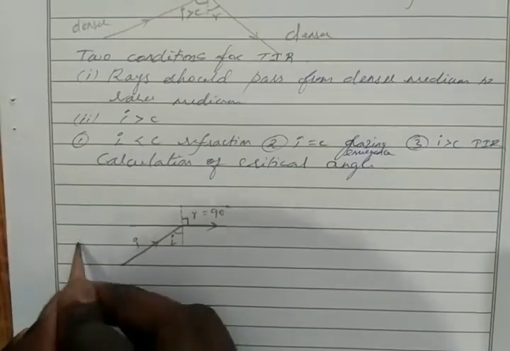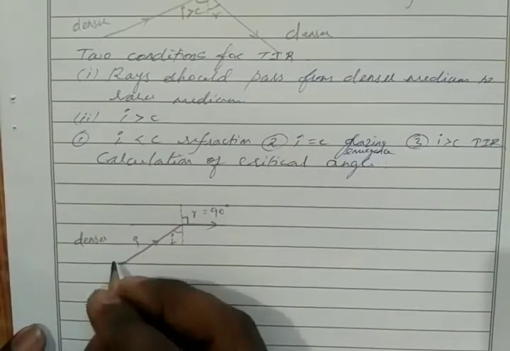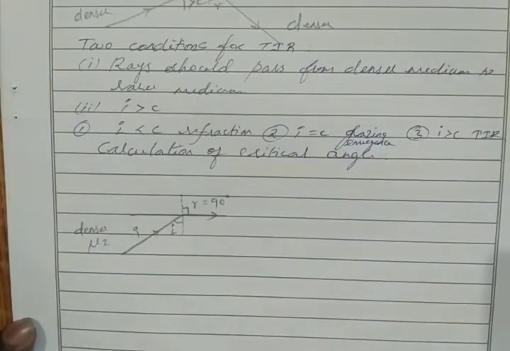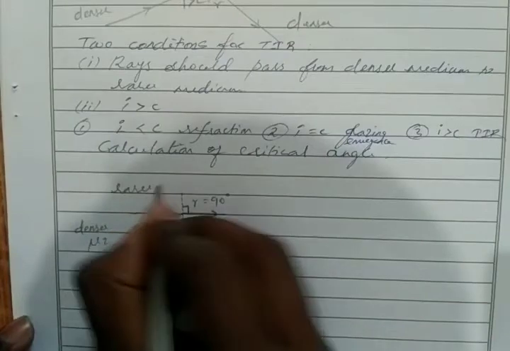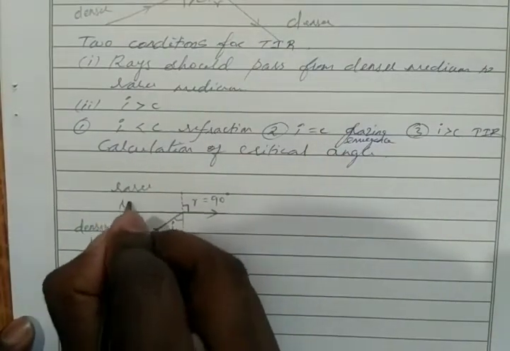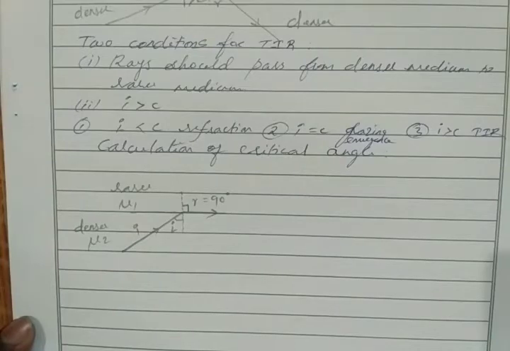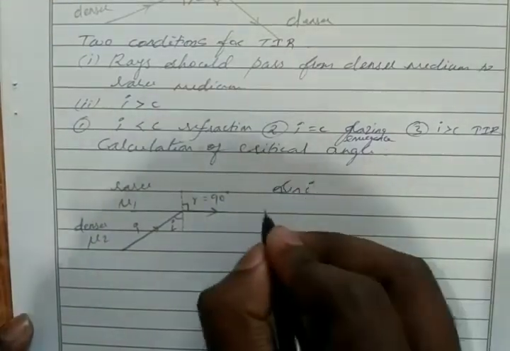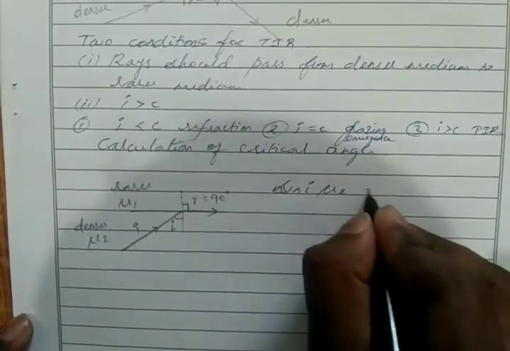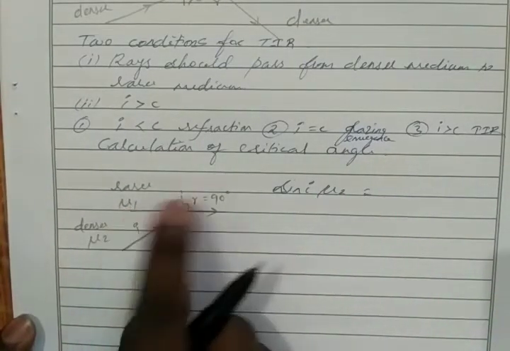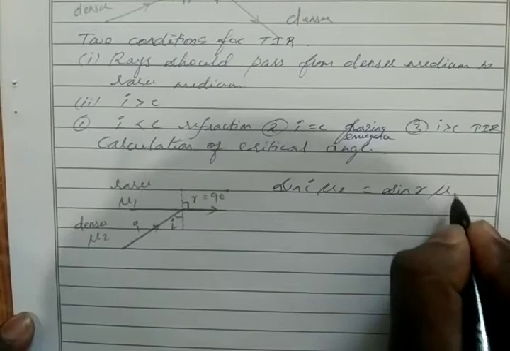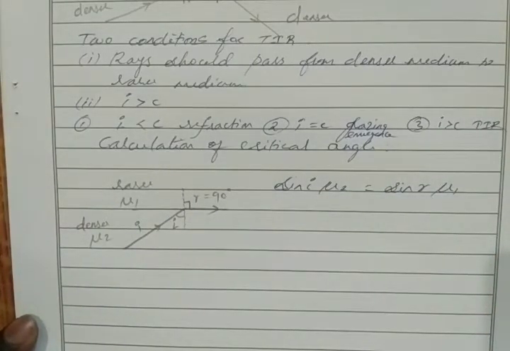Okay, so this will be denser medium, and we take this refractive index as mu2, and here we have rarer medium. We can take air, refractive index mu1. Okay, so apply Snell's law for the respective media. Here mu2 with incident angle, so mu2 sin i, equals mu1 with refracted angle, so mu1 sin r. Correct?